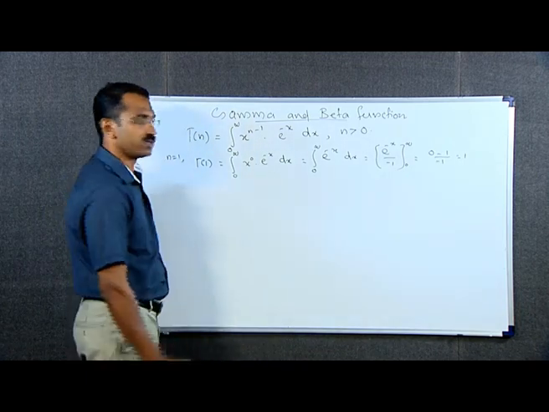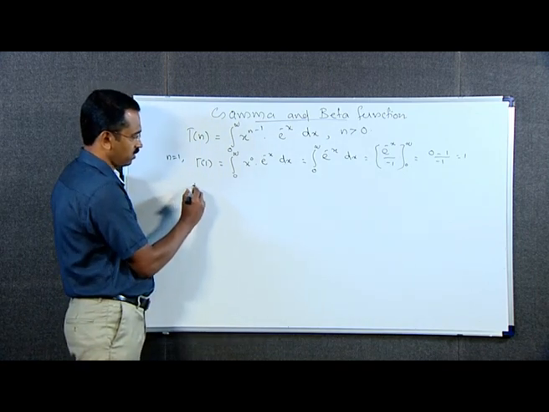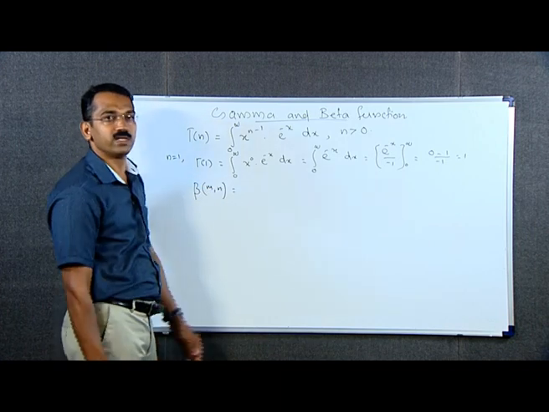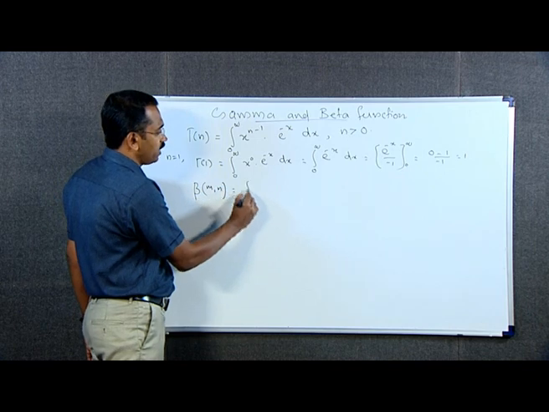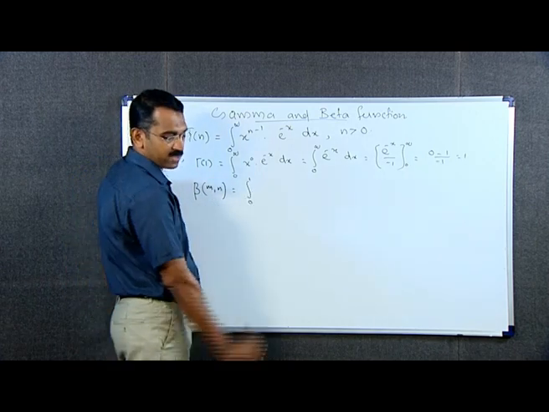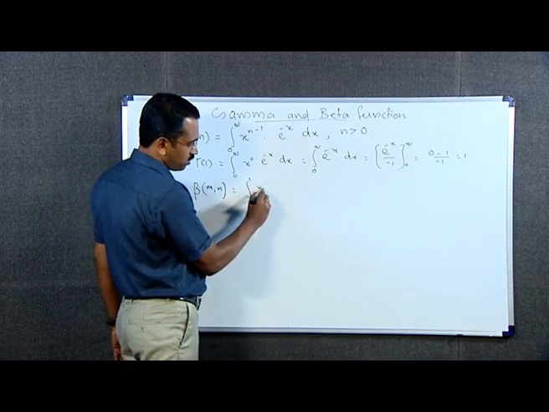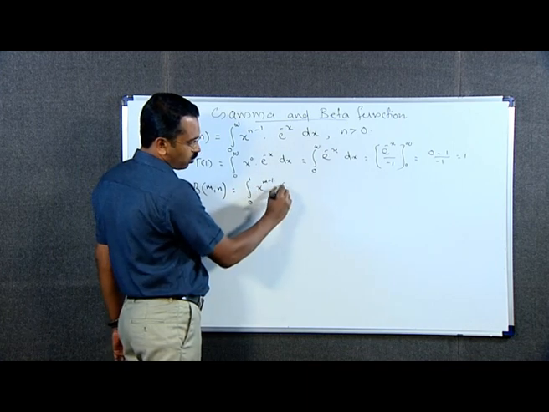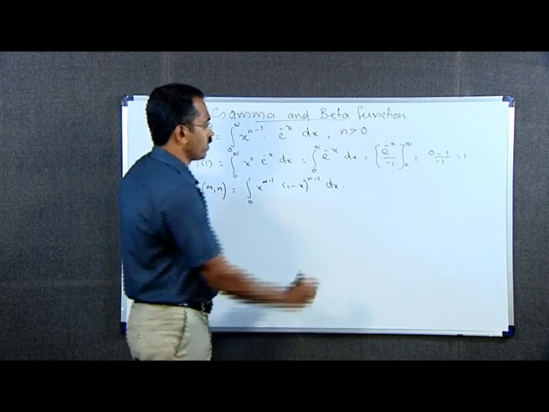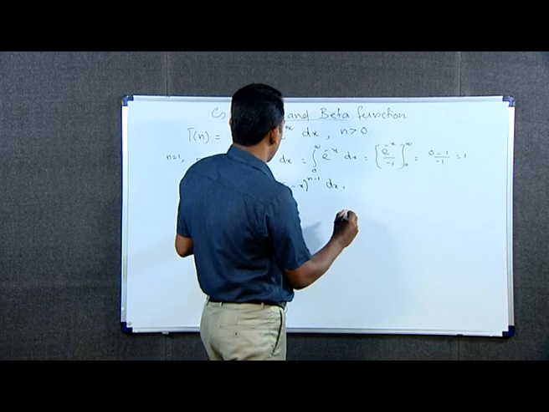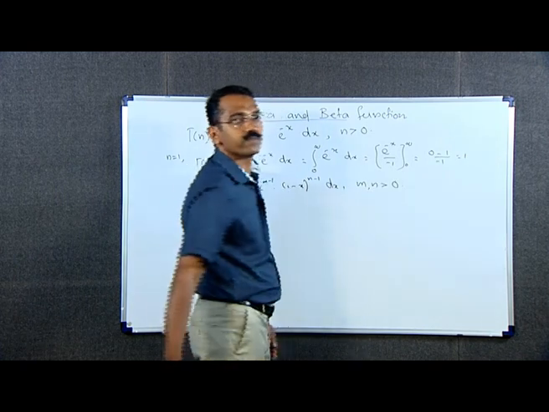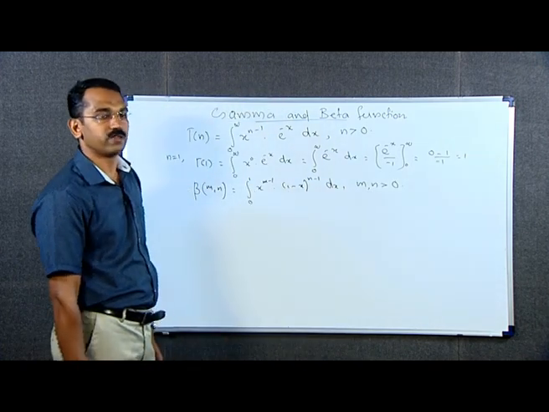The beta function is defined as, the notation is beta of m, n, which is defined as the integral from 0 to 1 of x raised to m minus 1 into 1 minus x raised to n minus 1 dx, where m and n are greater than 0. This is the definition of the beta function.